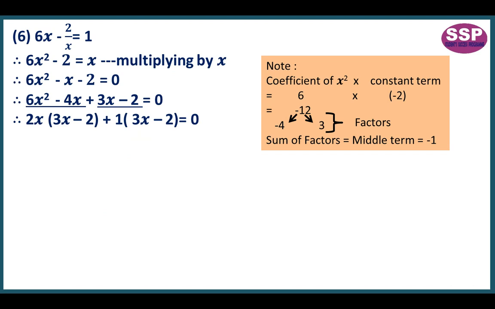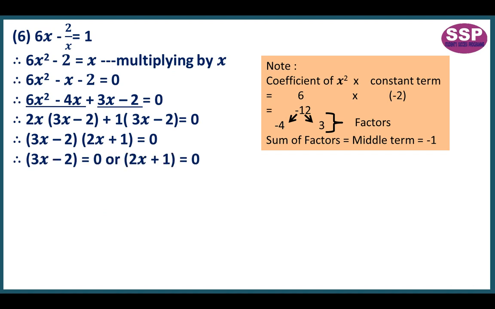Now taking (3x − 2) as common, we get (3x − 2)(2x + 1) = 0. Here the product of two brackets is equal to 0. That means the value of one of the brackets should be equal to 0. Therefore 3x − 2 = 0 or 2x + 1 = 0. Therefore 3x = 2 or 2x = −1. Therefore x = 2/3 or x = −1/2.